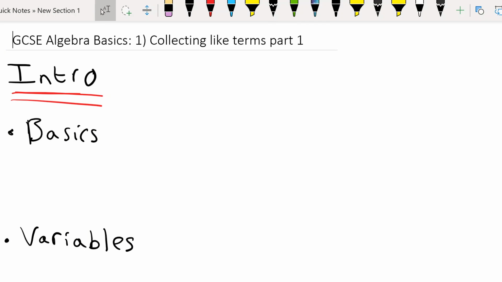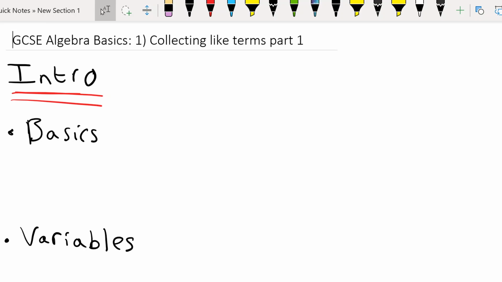Hi, so this is the first video in the GCSE Algebra Basics series I'll be doing. The video covers the very basics, the introduction to algebra at GCSE level, and throughout the series I'm going to be making more tutorials on advanced topics such as swapping equations, simultaneous equations, graphing, but that's not now, that'll be in the later tutorials.